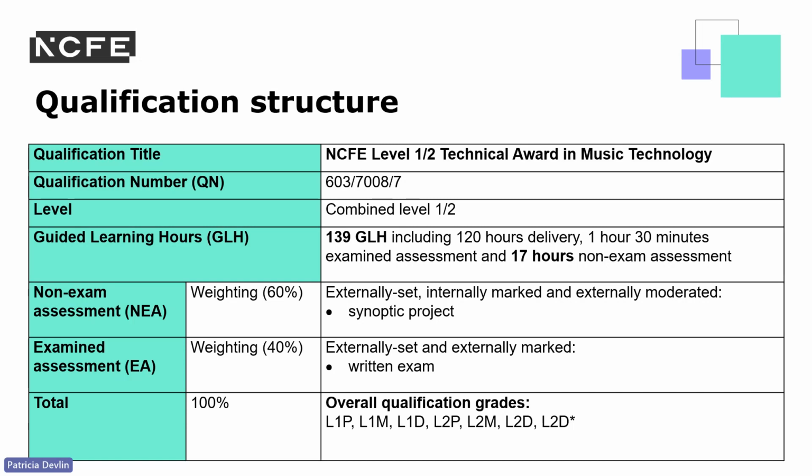The NEA has a 60% weighting and the EA has 40% weighting. The content assessed in the EA and the NEA will be sampled from across the full breadth of the qualification. And the overall qualification grades are a level 1 pass up to a distinction for level 1, and for level 2, a pass up to a distinction star.